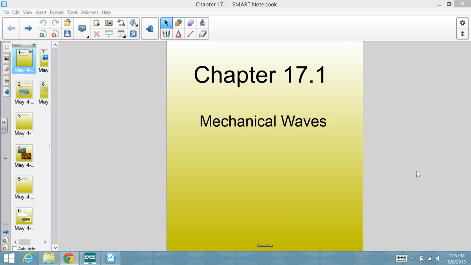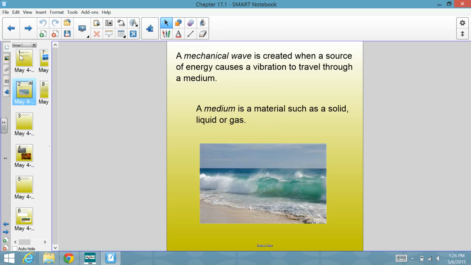So today we're going to talk about chapter 17.1, which is all about mechanical waves. And remember, the word mechanical in science has to do with movement or moving parts. So a mechanical wave is created when a source of energy causes a vibration to travel through a medium. What this means is there's a source of energy that causes particles inside a solid, liquid, gas, or something like that, the medium, to vibrate. And those vibrations of the particles are what transfer that energy. And that transfer of energy is the wave.